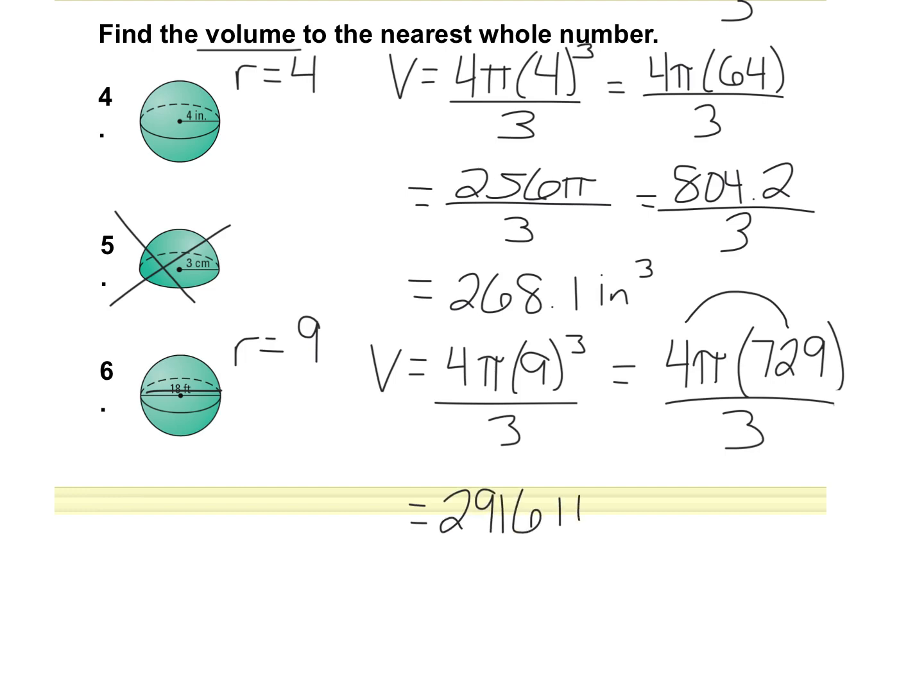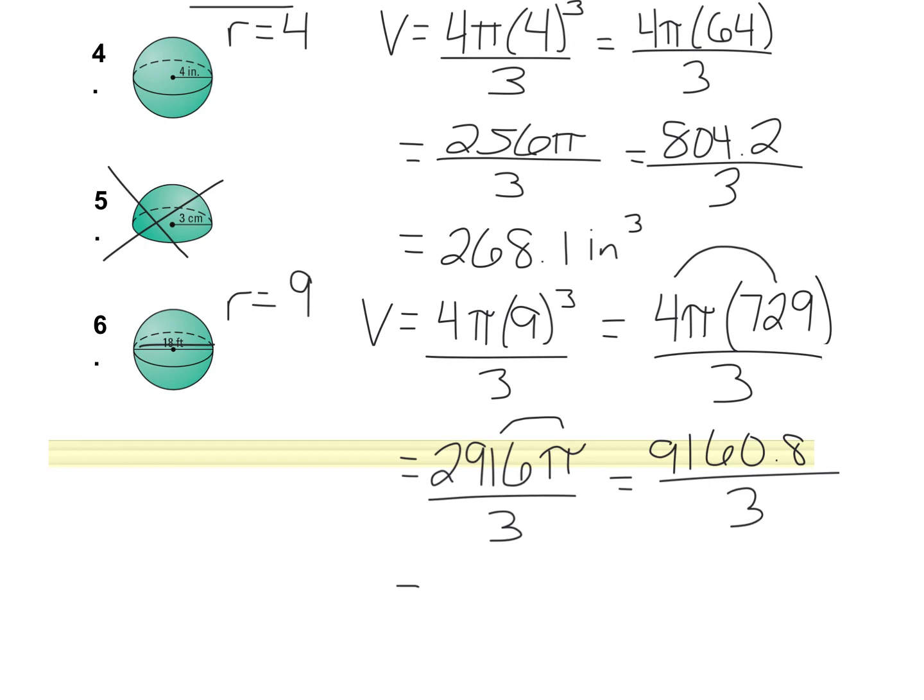2,916. I still have pi with it. Now we want to take 2,916 times pi, which is what? 9160.8. What'd you get? Sorry. 9160.8. Okay, thank you. And then last step, we take that divided by 3. 3053.6.